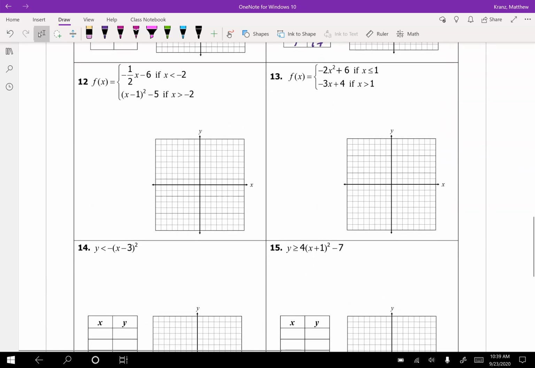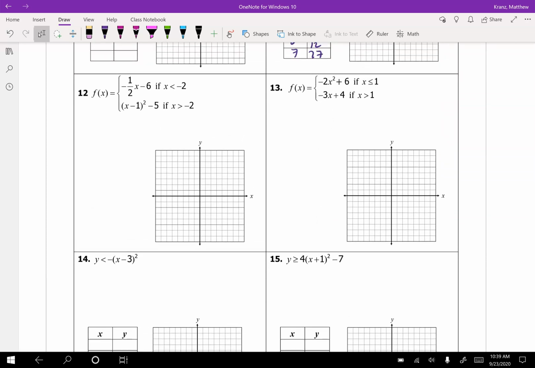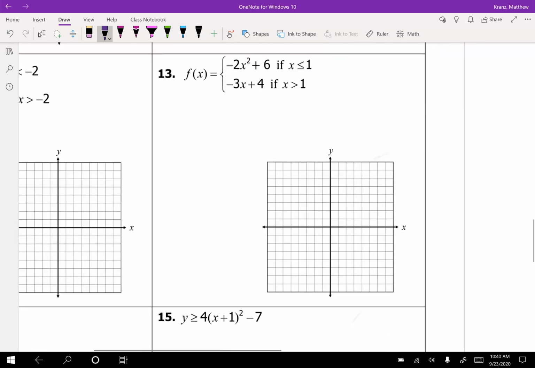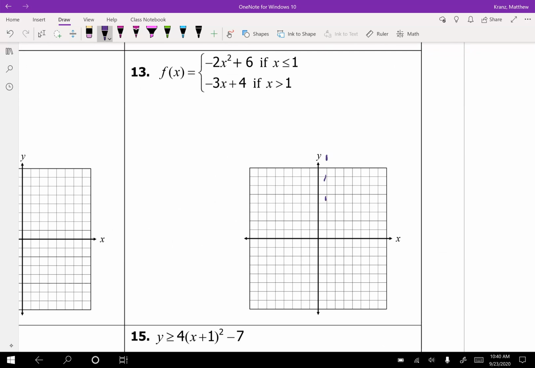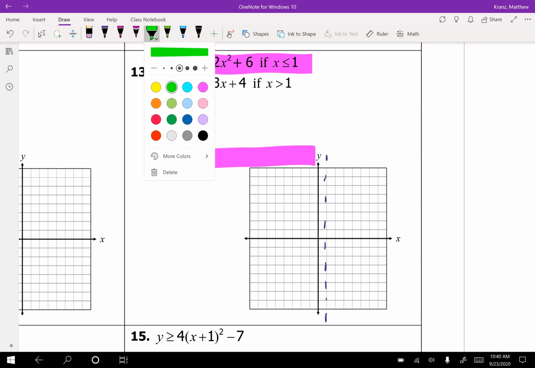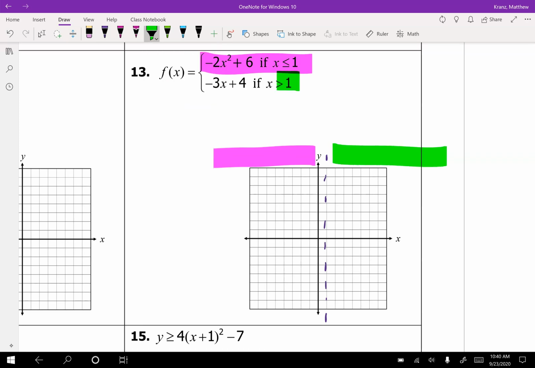All right, let's go ahead and do 13. So now, when I look at 13, this is another piecewise function. This is telling me when x is less than or equal to 1. So if I zoom in on this, here's 1. Let's make this one our purple one or our pink one. We'll make this one our green one on this side.